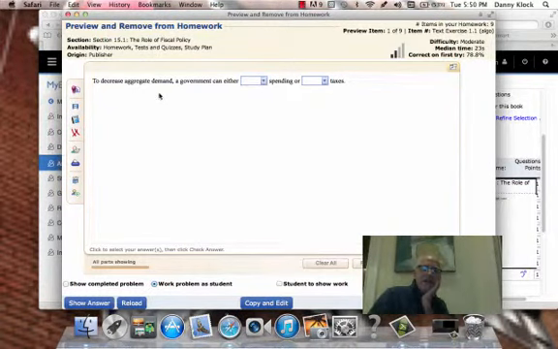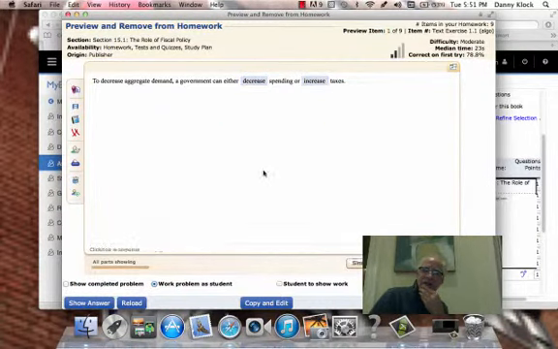Let's see. To decrease aggregate demand, right? You do this when there's too much inflation. A government can either, and again, this happened in the early 1980s, decrease spending, right? You can slow it down, or increase taxes. So it basically wants to take money out of the system. Let me check my answer. Yeah, great job.